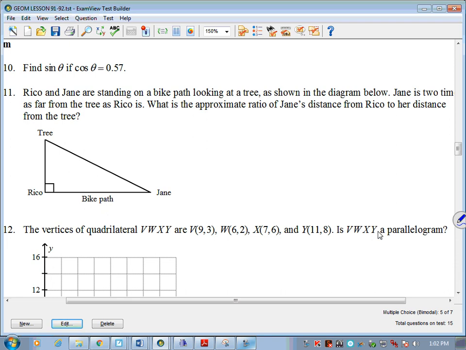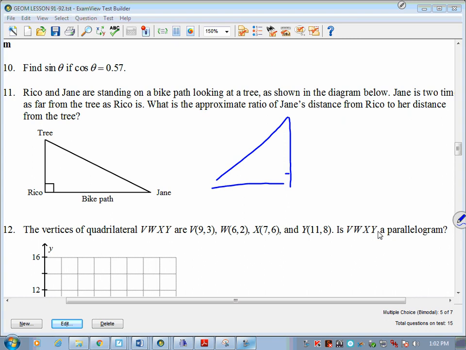There's the old school method, right? The old school method would have me draw a right triangle. It says if cosine theta is 0.57. So let's say that is my angle theta. Cosine is adjacent over hypotenuse, right? So 0.57 is a fraction of 57 over 100. Does that make sense? So we would end up saying cosine theta equals 57 over 100.